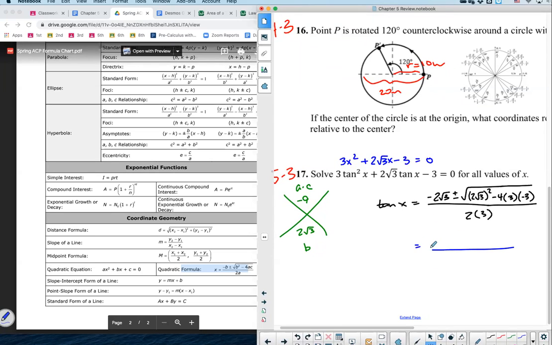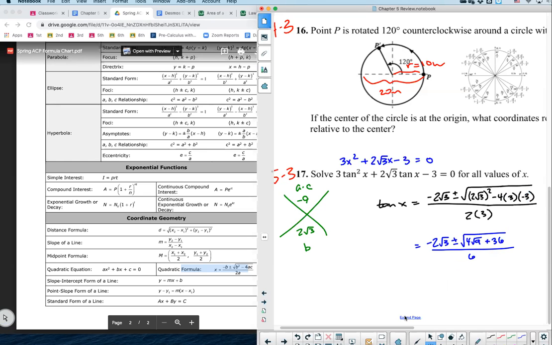Okay, so we go to solve this. Negative 2 square root of 3 plus or minus square root. Okay, when I square this, 2 square root of 3 times 2 square root of 3 would be 4 times 3. Square root of 3 times square root of 3 is 9. I'll just write it like that. 4 square root of 9. These 2 negatives will become a positive. 4 times 3 is 12, times another 3 is 36, all over 6.